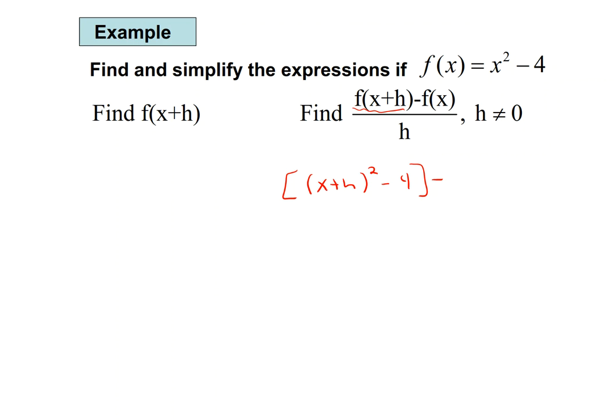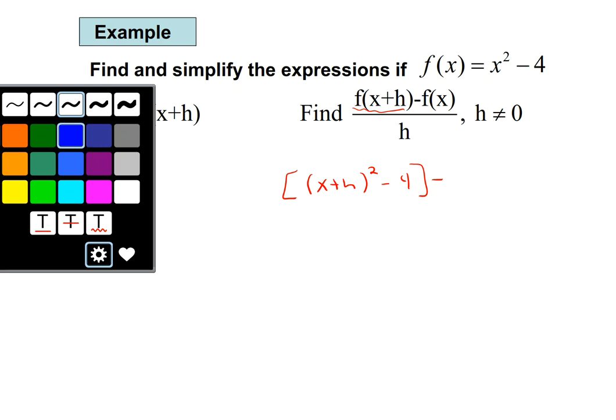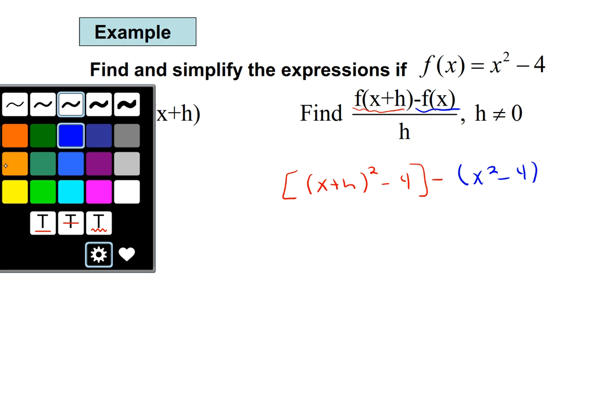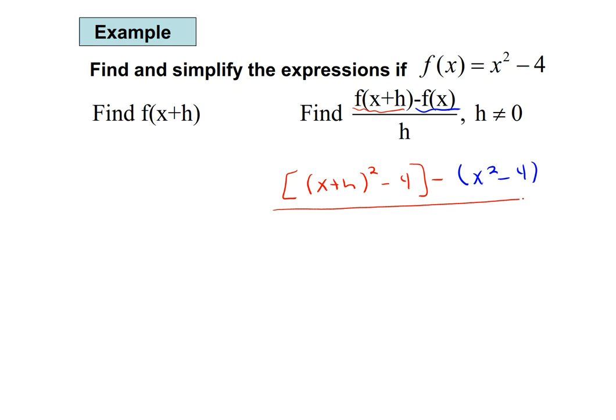And then minus. All right, so we're minus f of x. So just subtract the function. So minus x squared minus 4. And then just all divided by h. All right, the x plus h squared.